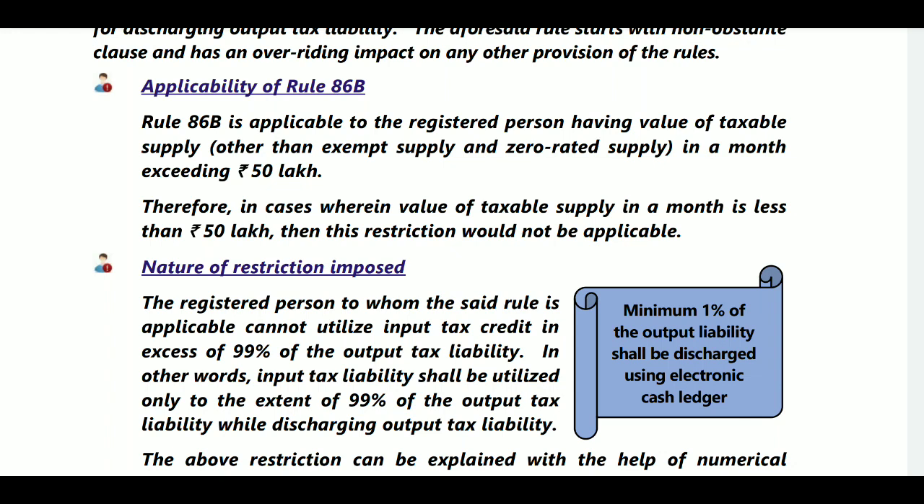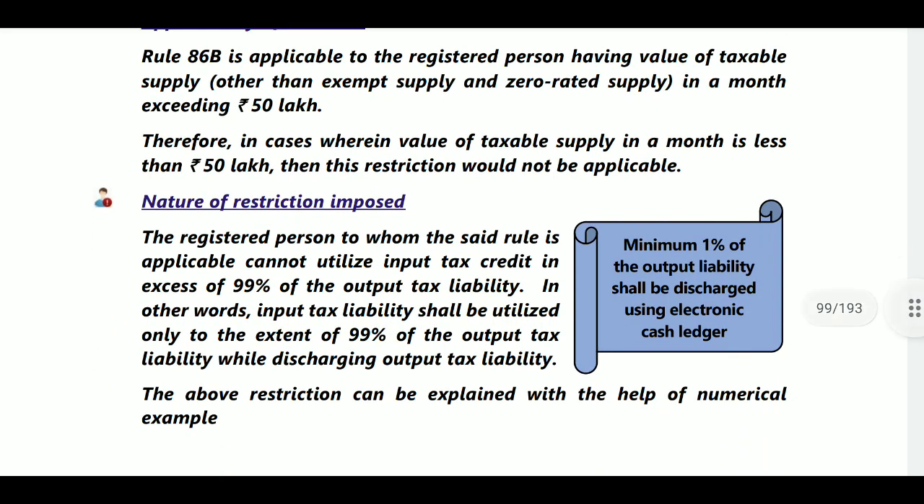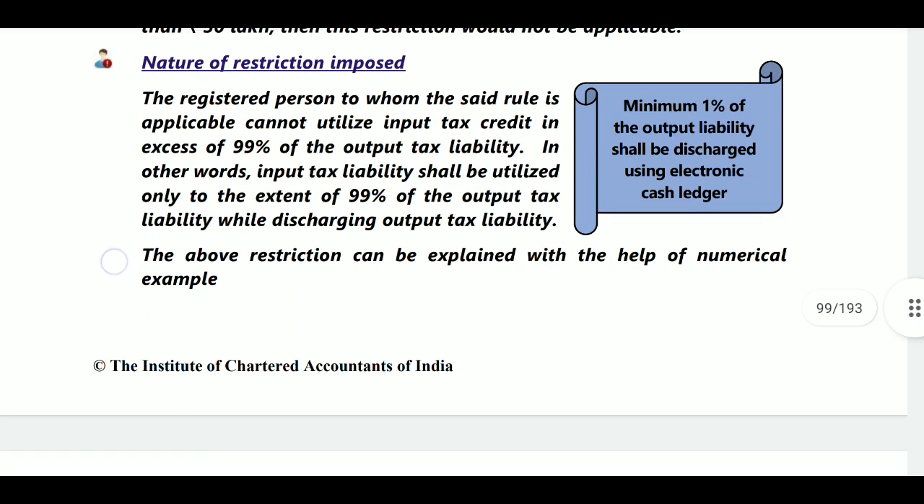So the registered person to whom the said rule is applicable cannot utilize input tax credit in excess of 99% of the output tax liability. Even though you have an input of 1,05,000, you can utilize 99,000 and the remaining 1,000 you pay with cash. They will not allow more than 99% if your turnover exceeds 50 lakhs in that month, while discharging output tax liability. The above restriction can be explained with the help of a numerical example.